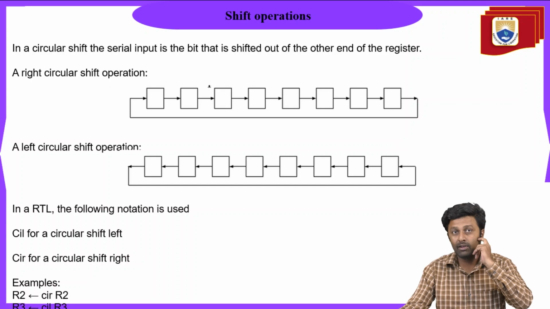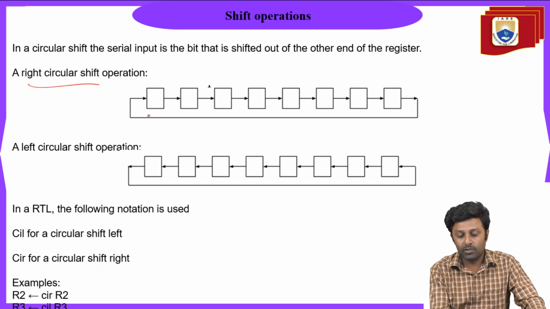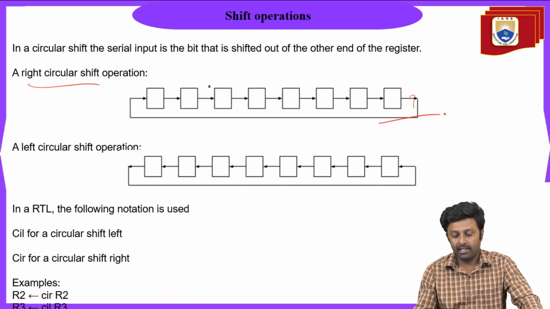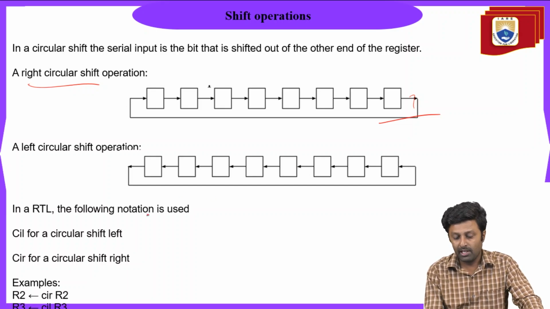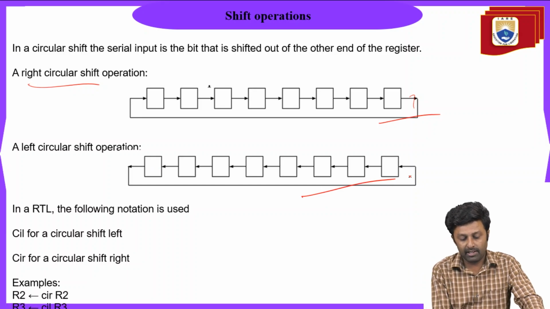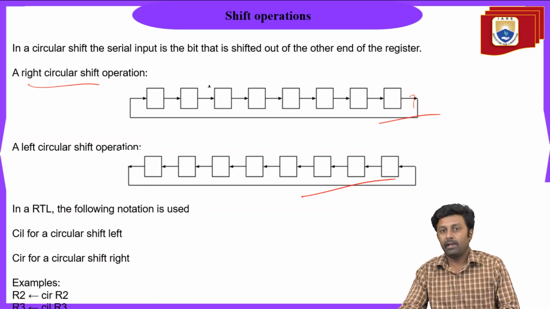Let us say like the right circular shift. In the right circular shift, the content will be shifted towards the right as shown in this figure. Then in the left circular shift, the content will be shifted towards the left as shown in this figure. If you write CIL R2, the content will be shifted left by 1.